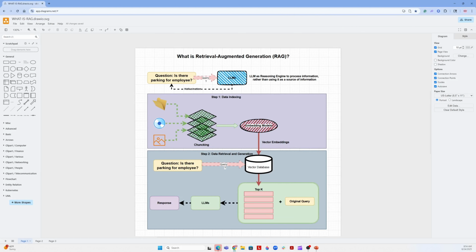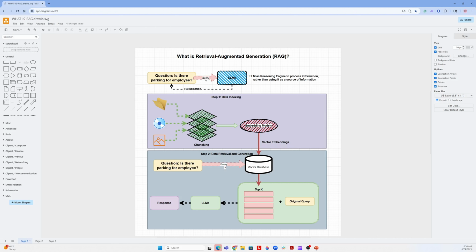All right, based on the graph, as you can see, there are two steps. One is data indexing, which is organizing and transforming the content into vectors for easy access before the question reaches the system. Second is data retrieval and generation, which is querying the database and generating a contextually relevant response.